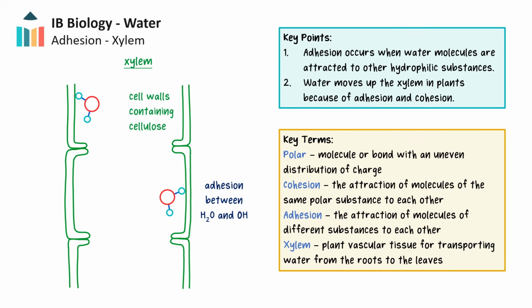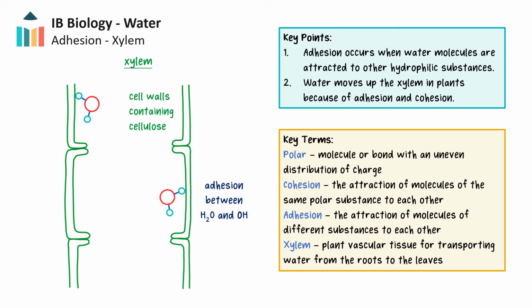Xylem are a type of vascular tissue, long, thin tubes that extend all the way from the roots, up through the stem, and into the leaves. Xylem transport water that has been absorbed from the soil into the roots, and adhesion is key to this process.